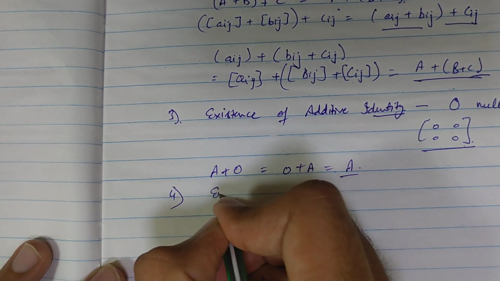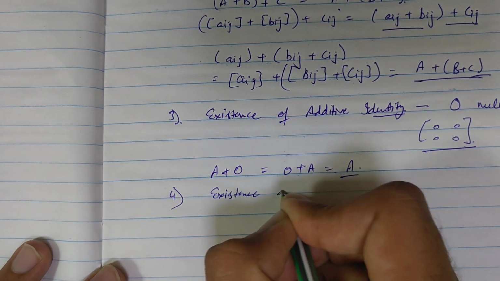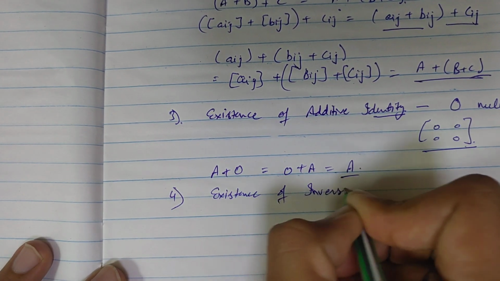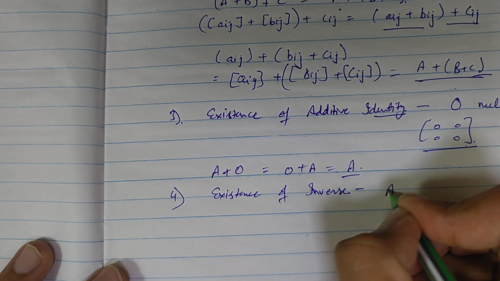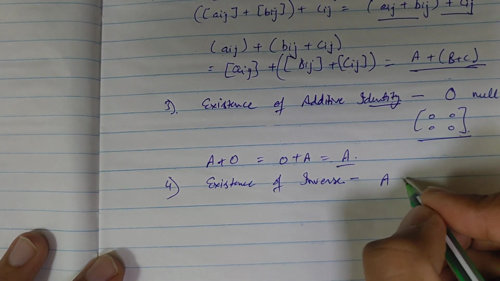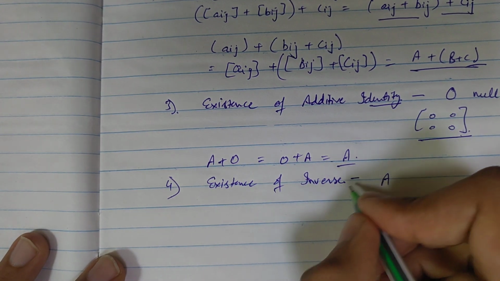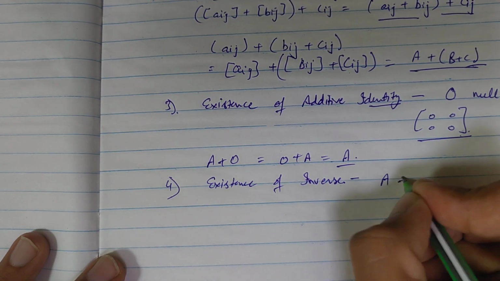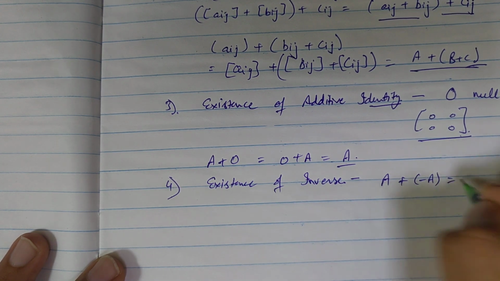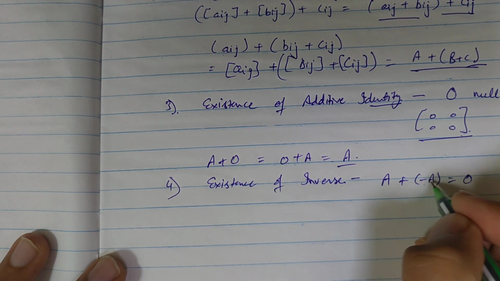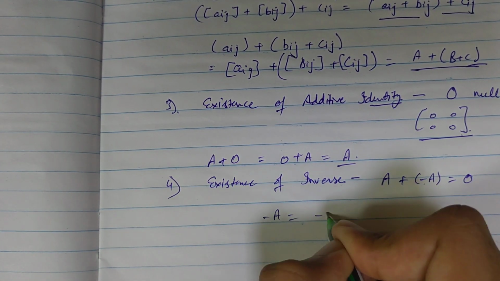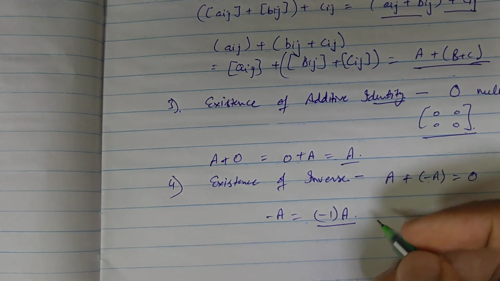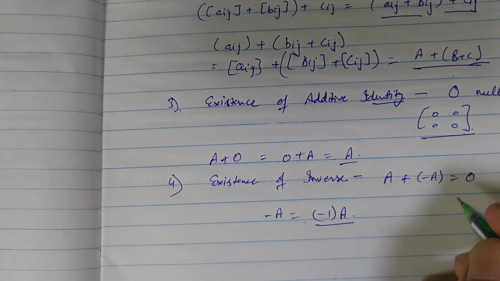Number four, existence of inverse. Suppose we have a matrix A, and if we add the inverse of it, that means minus A, then we should get the identity, that is O. We can easily find minus A by multiplying minus 1 into A. We can easily find it for all the matrices.